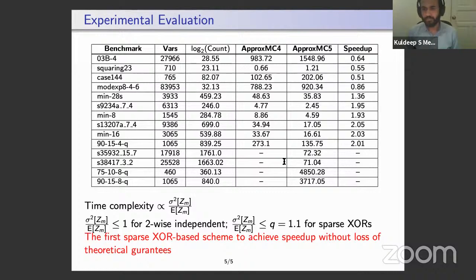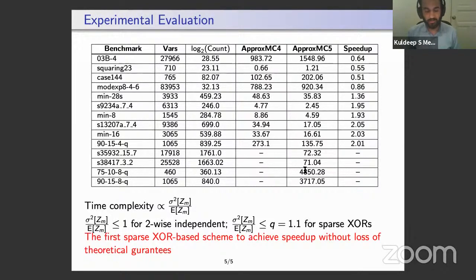And here's the speedup. As you can see, as the formulas become more and more complex, we tend to get higher and higher speedup. In particular, there are cases where ApproxMC4 would time out after 5,000 seconds, yet we can solve them, in some cases, within just 100 seconds.